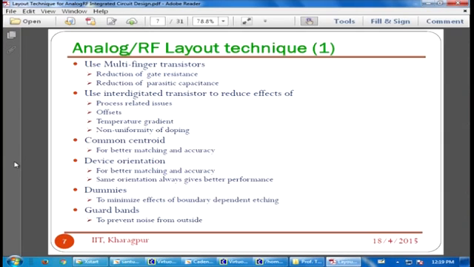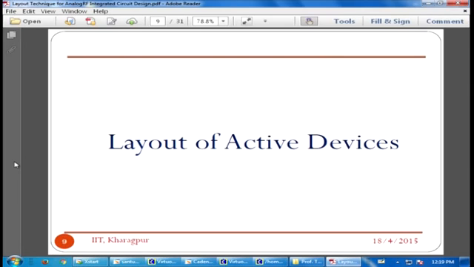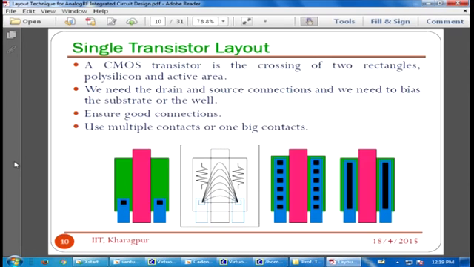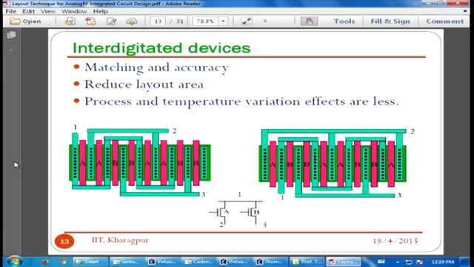Go to design and explain this. This is some interdigitated device. So don't make a transistor with very high W. Make it short and make it with a lot of fingers.